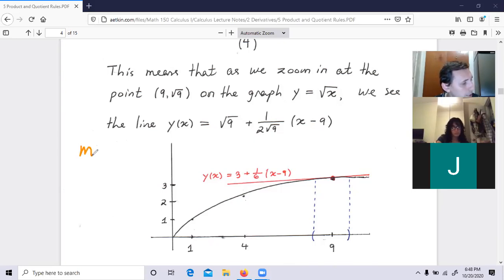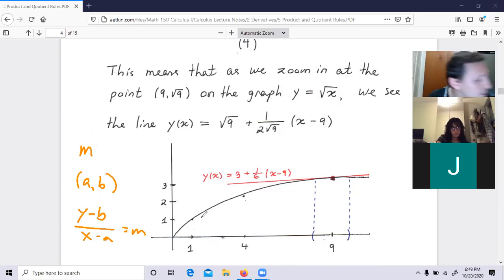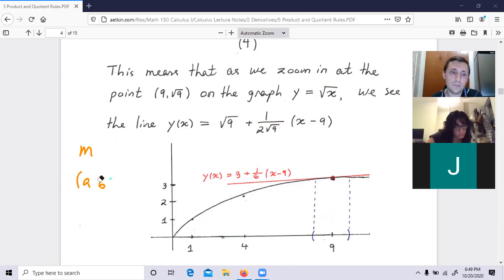The equation is: if I know the slope is m and I have the point (a, b), then an equation of a line can be obtained by writing (y minus b) divided by (x minus a), which is m. When I rewrite it, it becomes y equals b plus m times (x minus a). And that's what I'm using here, except b here is root of 9, and m is the tangent slope. Yes?